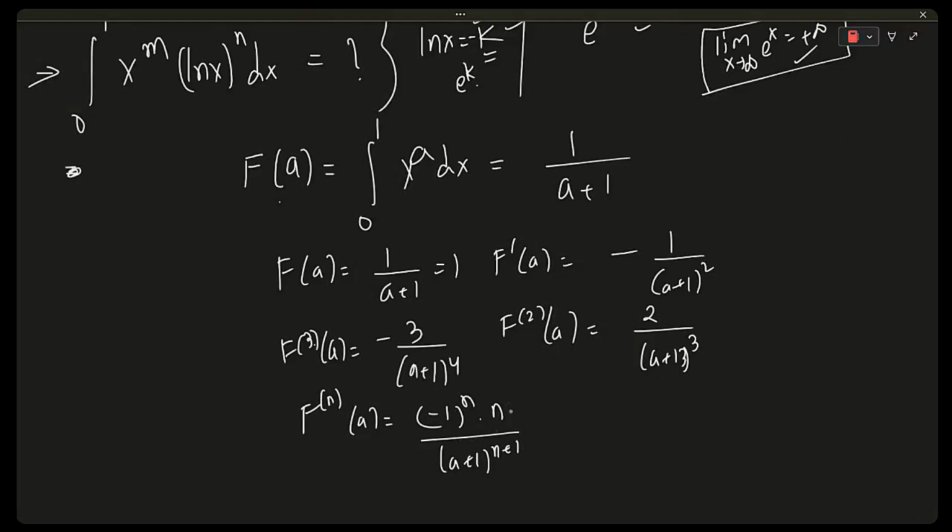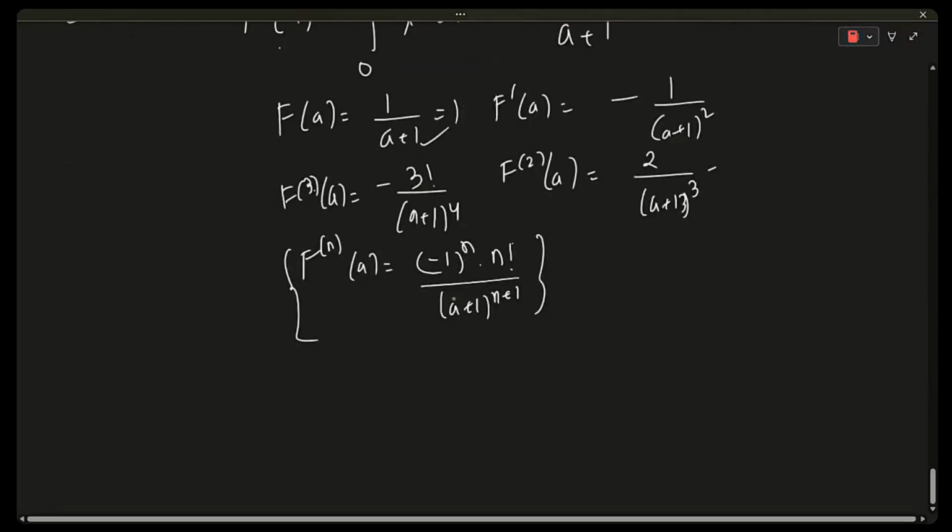Therefore, this is n factorial, by the way, and not 3. Because I think we differentiated this and we got 3 factorial here. Yeah, so n factorial. So we basically get this as the nth derivative of 1 by a plus 1. Now come back to the problem.